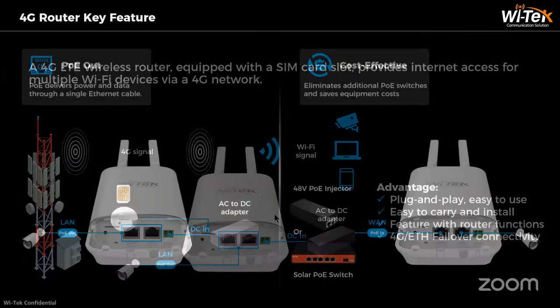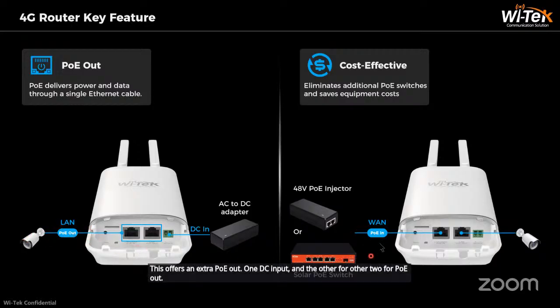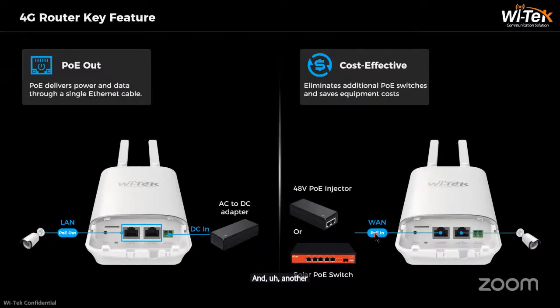And next is the model we mentioned, LTE 117-O. This offers an actual PoE out, one DC input, and the other two for PoE out. And another way is one PoE in, and the other port offers PoE out for IP camera.